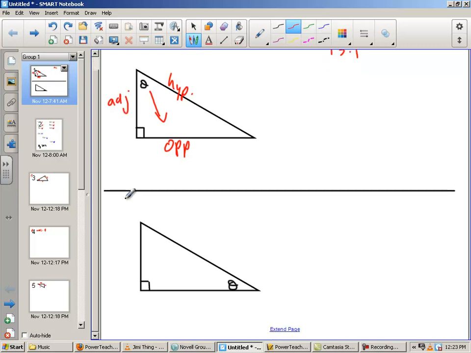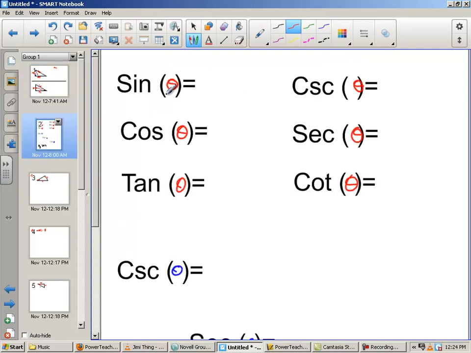The only reason I bring this up is because if I shift theta down to this corner, the hypotenuse remains the same, but now the opposite and adjacent sides switch because this is now the opposite side, and this would be the adjacent side. Now, that's just a little heads up as we go in and identify the values of these 6 trig functions. The sine of theta is the opposite over the hypotenuse, cosine is adjacent over hypotenuse, and tangent is opposite over adjacent.